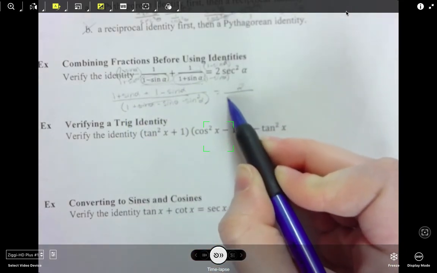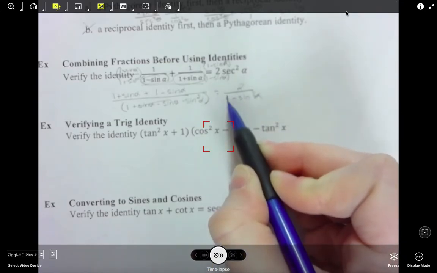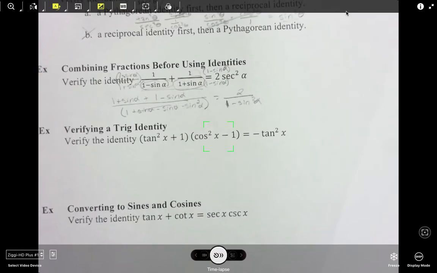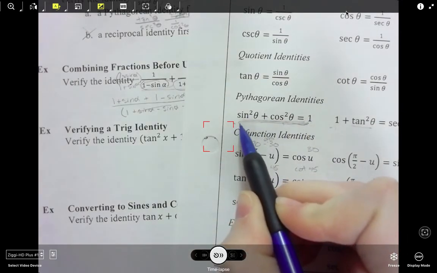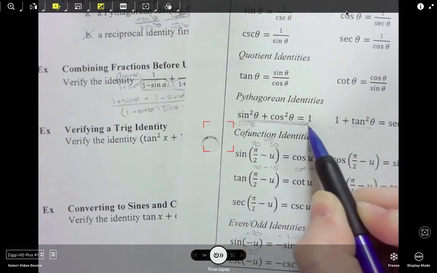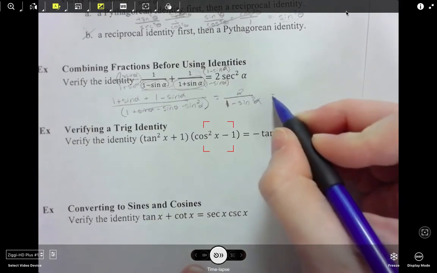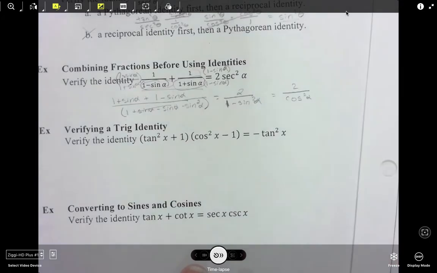minus sine squared alpha. Okay, 1 minus sine squared alpha. If you look at our Pythagorean identities, if I subtract sine squared from 1, that would be like cosine squared. 1 minus sine squared would be cosine squared. So this is 2 over cosine squared alpha.